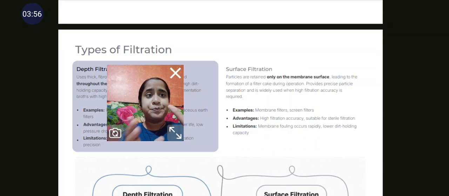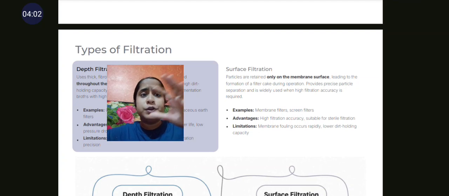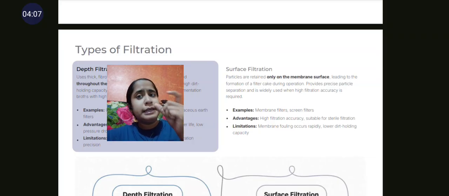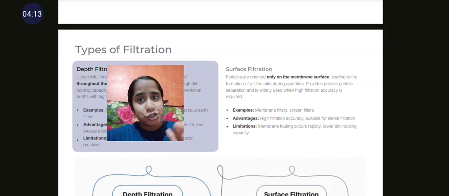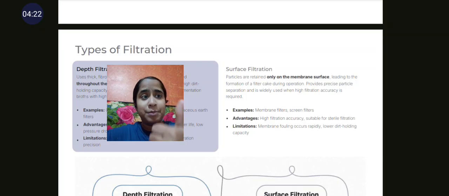The second is surface filtration. Here, particles are retained only on the surface of the membrane. As filtration continues, a filter cake forms, which increases filtration resistance. Surface filtration is commonly used when sterile filtration is required. Examples of surface filtration are membrane filtration and screen filtration. Advantages: high filtration accuracy, suitable for sterile filtration. Limitation: membrane fouling occurs rapidly, low dirt holding capacity.